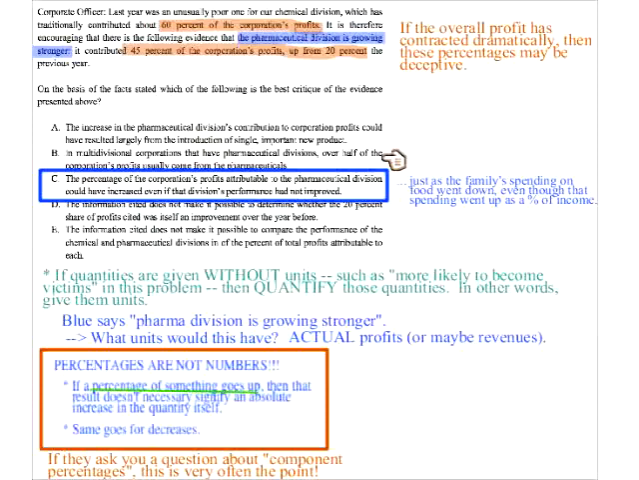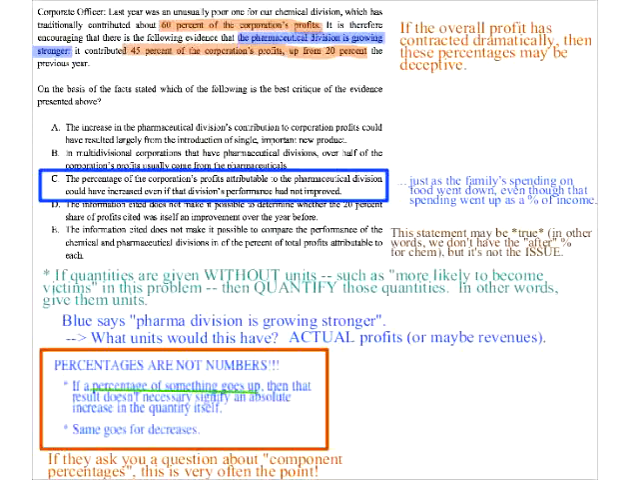E says the information cited does not make it possible to compare the performance of these divisions in terms of the percent of total profits attributable to each. If people picked this, it looks like the word "terms" is missing. I copied and pasted this from a compilation of problems, so there shouldn't be too many typos, but it looks like this should say "in terms of." This is a statement that's true, but it's not a critique of the argument. This statement may be true. In other words, we don't have the after percentages for the chemical division. But it's not the problem.